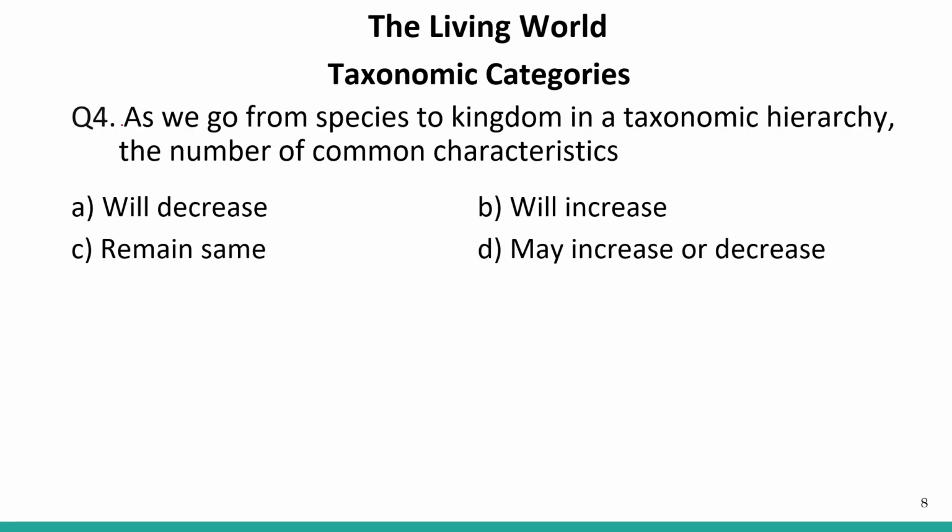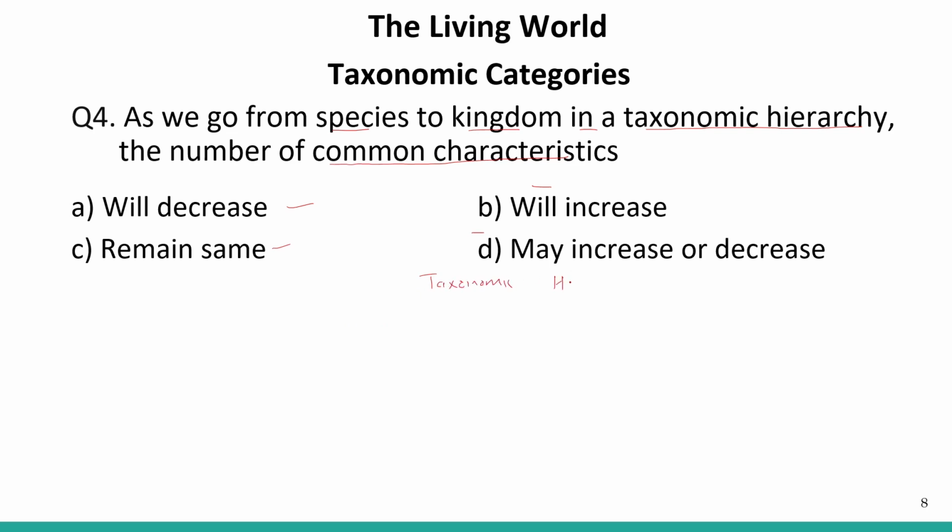The next question is, as we go from species to kingdom in a taxonomic hierarchy, what happens? They are saying the number of common characteristics will decrease, it will increase, it will remain same, or may increase or decrease. So now let's talk about taxonomic hierarchy now.